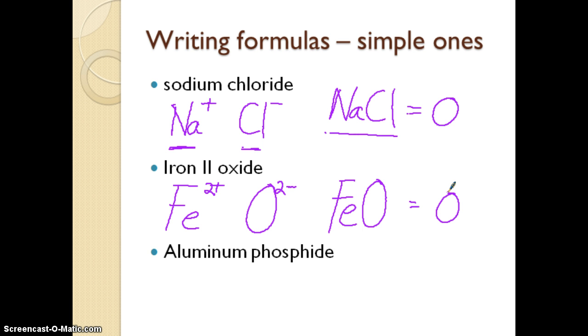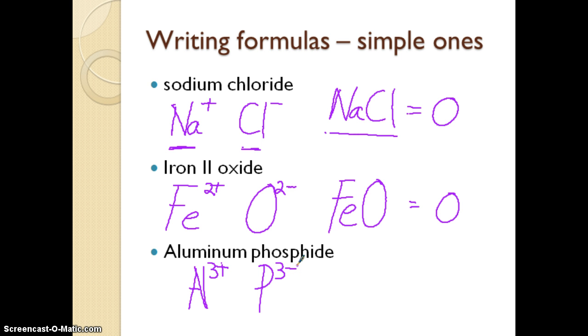What about aluminum phosphide? Aluminum has a 3+ charge because it wants to lose 3 electrons. Phosphide has a 3- charge because it will gain 3 electrons.